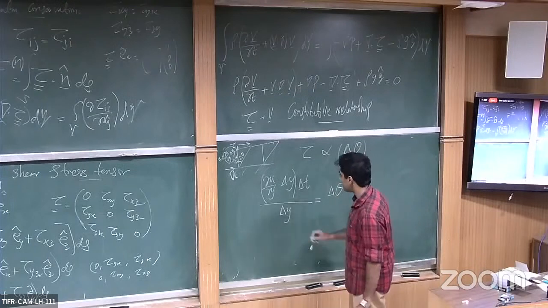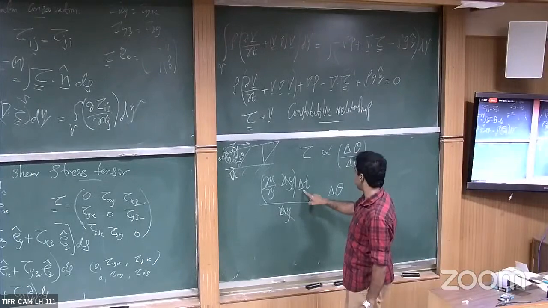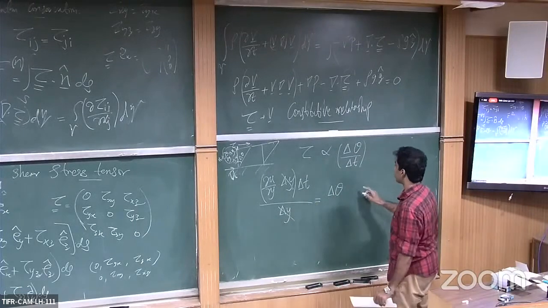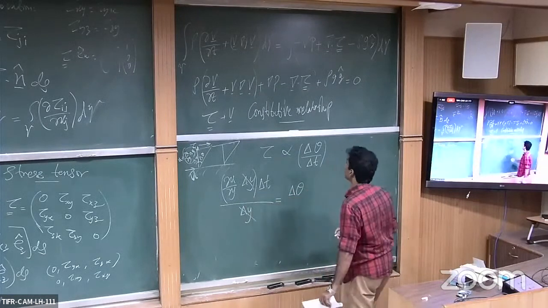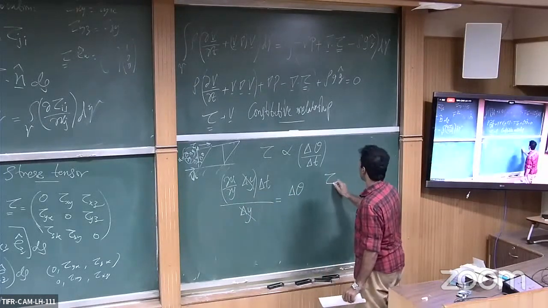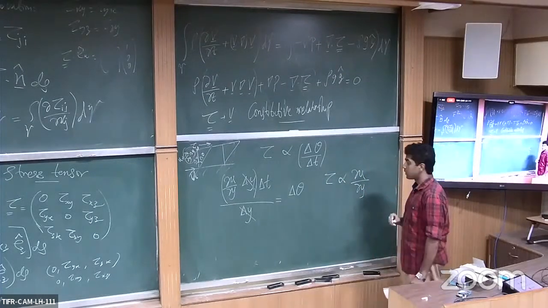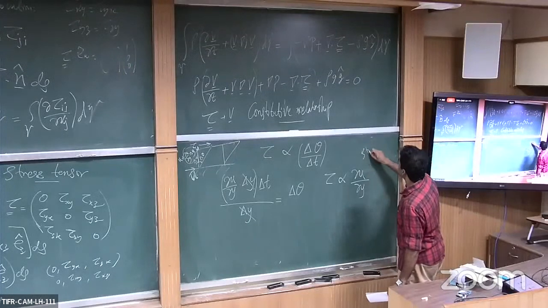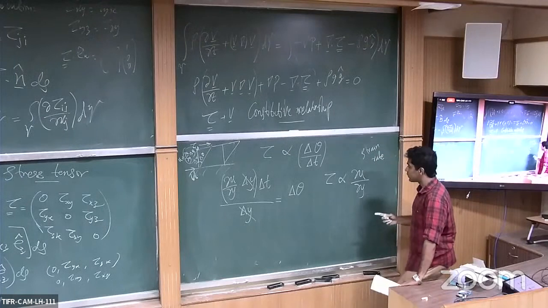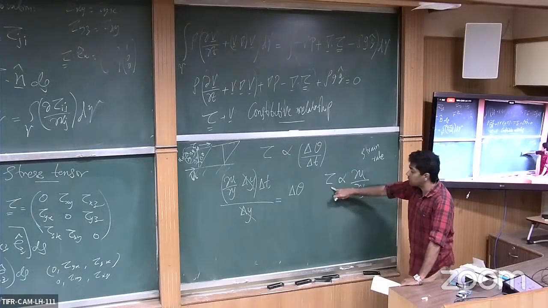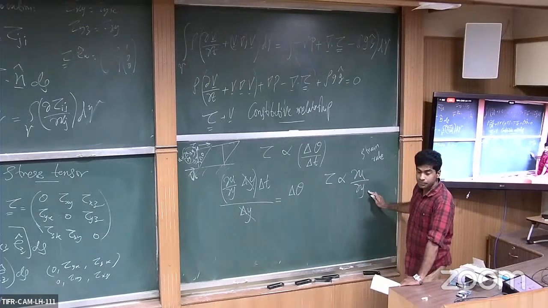Delta theta. Cancel delta y, and I can bring delta theta and delta t here. So that gives me delta theta by delta t goes to partial u by partial y. So I have basically shown that tau, the stress, is proportional to partial u by partial y. This is called the strain rate. This is the difference between fluids and solids. In solid mechanics, you learn that the stress is proportional to the strain. In fluids, stress is proportional to the strain rate, because this is velocity.